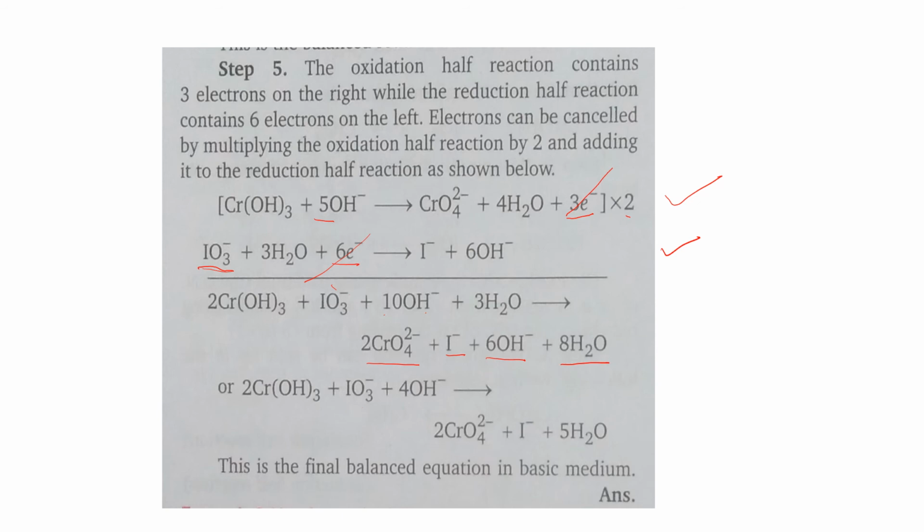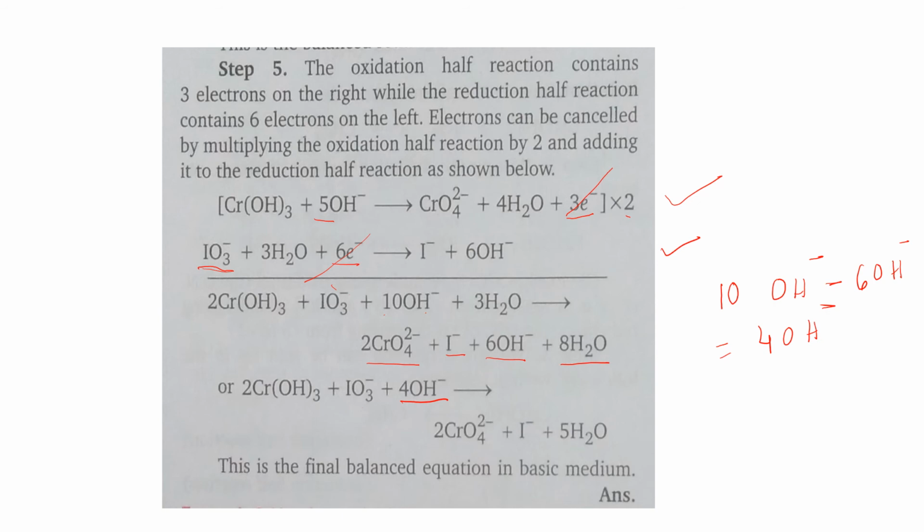Okay. Now 2CrOH whole 3 plus IO3 minus, and then bring the OH in the left hand side and take H2O in the right hand side. So this is 10 OH minus, 10 OH minus, and from the right hand side 6 OH is coming in the left hand side, so it is equals to minus 6 OH minus. So total I am getting 4 OH minus. That is written here, 4 OH minus.